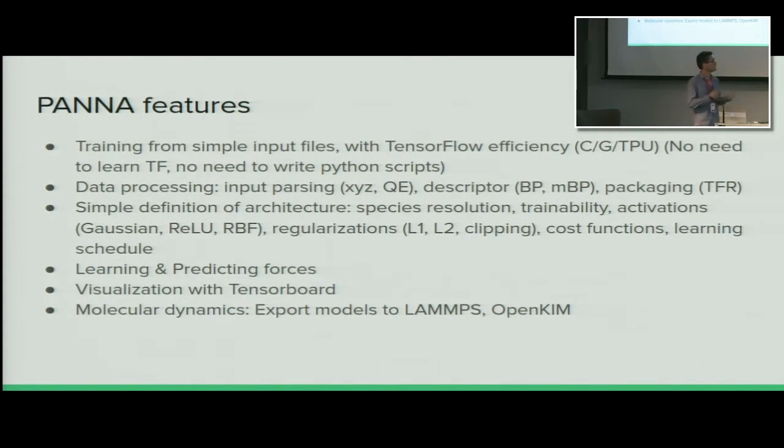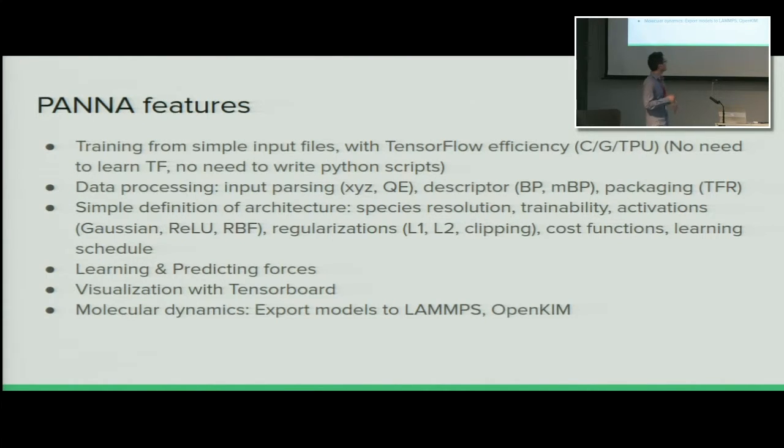So we allow you to define very easily the structure of your network, the trainability of your network, so you can decide that you want to freeze part of your network or the network of one of the species in case you want to refine maybe just a layer, do some transfer learning, or load the network from one species to another species. All of this can be done quite simply in our code.